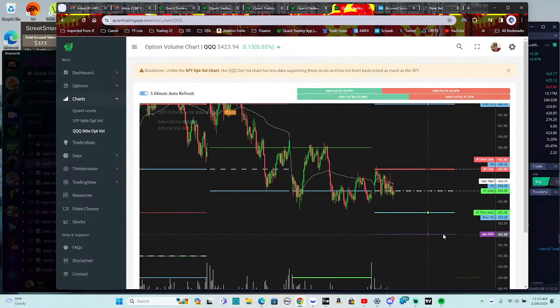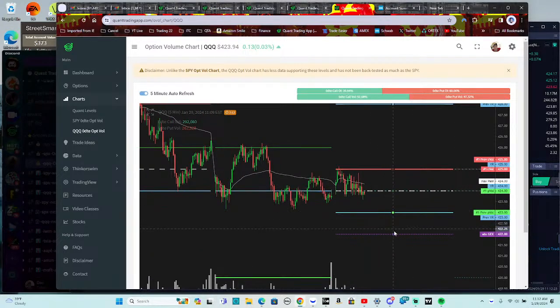Absolute GEX is one of the highest magnets there is. It's where the most liquidity is. That's the highest in my experience with it. That's the highest magnet there is, the absolute GEX, and that shifts based on where liquidity is throughout the day.